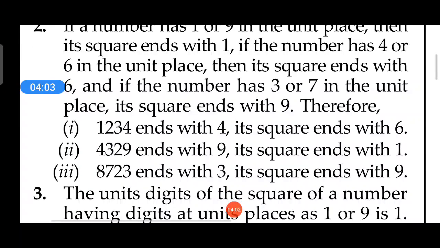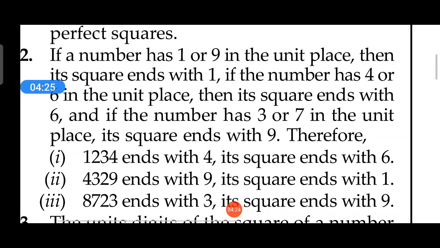So, first we can see 1234 ends with 4, so its square ends with 6. Second, 9, the square ends with 1. Third, 3 ends with 3, means square ends with 9. Understood? It is very easy, but this note we have to keep in our mind.